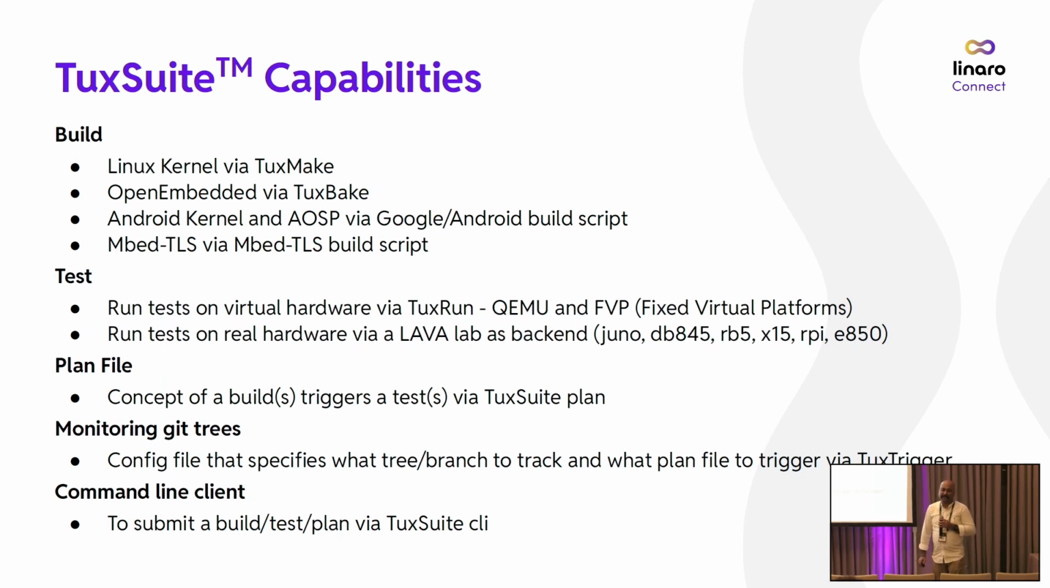So let's get into the capabilities of TuxSuite, what TuxSuite is capable of doing. The first use case is builds. With the help of TuxSuite, we can build Linux kernel for different kinds of architecture at scale. The underlying open source tool used for these Linux kernel builds is TuxMake. Then we have TuxBake, which is again an open source tool which helps in building Open Embedded builds. With the help of TuxBake, we can also do AOSP, that is Android kernel builds, and we can also support building Android using the build scripts. Similarly, Mbed TLS can be built using the build scripts which have been provided.